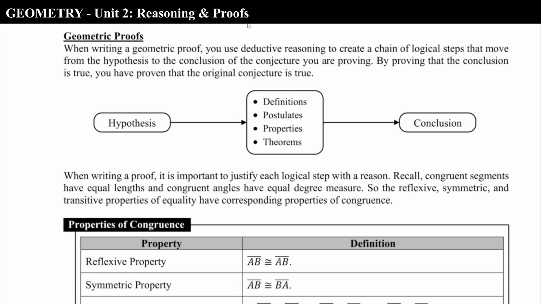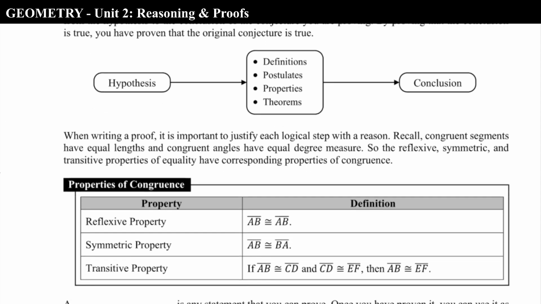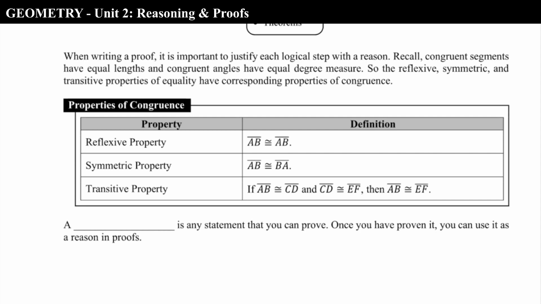So when writing a proof, you're going to follow from the hypothesis, you're going to go through all the definitions, postulates, properties, and theorems that you need to reach your conclusion. It is important to justify each logical step. Recall, congruent segments have equal lengths, and congruent angles have equal degree measure. So the reflexive, symmetric, and transitive properties can port over very similar to what you had in algebra. The reflexive property, symmetric property, and transitive property all work for congruency as well.